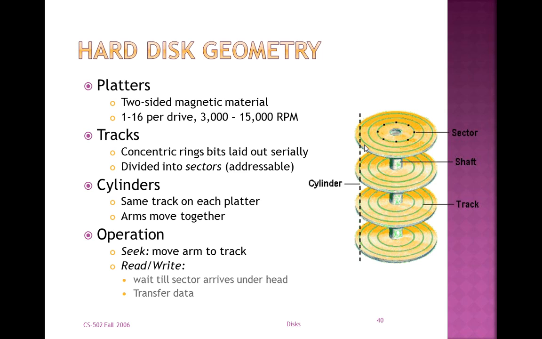Then operations, what are the operations? One is seek, to move the arm to the track, then read/write, wait till the sector arrives under the head. Then transfer the data. That is the operation, to transfer the data. This is your hard disk geometry: platters, tracks, cylinders, and operation.